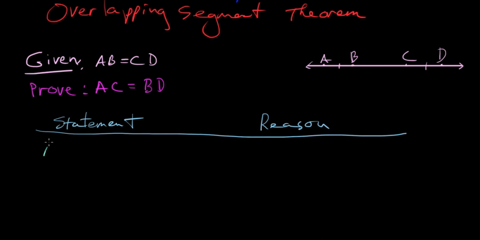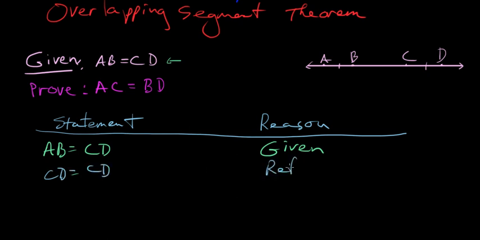Let's say AB equals CD. Well, where in the world is the reason for that? Well, that's what we're given. Given, see? That's my given statement right there. Given. Then I'm going to say CD equals CD. How do I know that? Reflexive property of equality. That's a shortcut that I'm going to use.